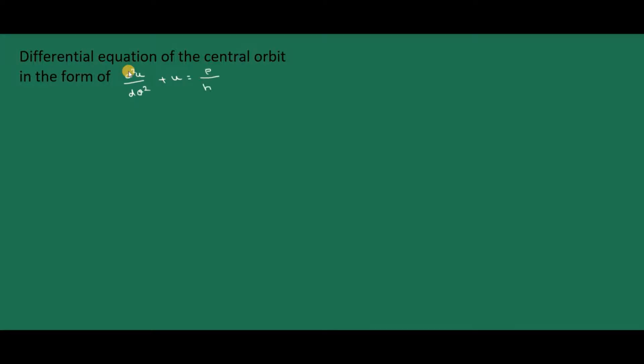Next, the differential equation of the central orbit in the form of d square u by d theta square plus u is equal to p divided by h square u square, where u is equal to 1 by r and p is equal to the acceleration of a particle towards the point O.